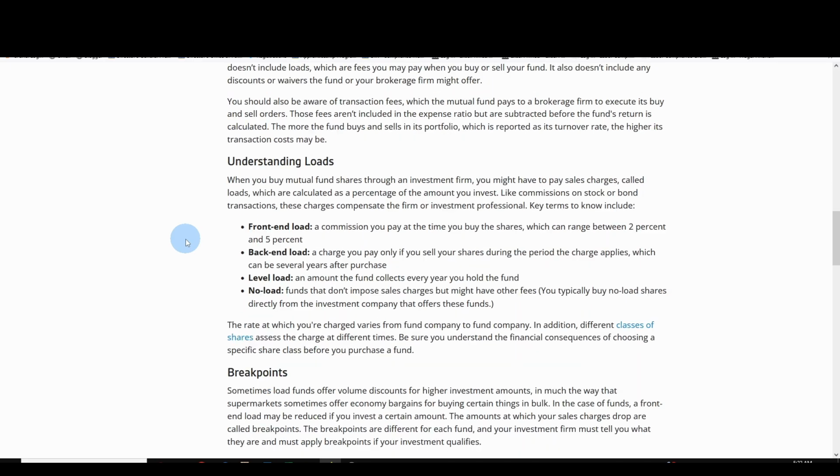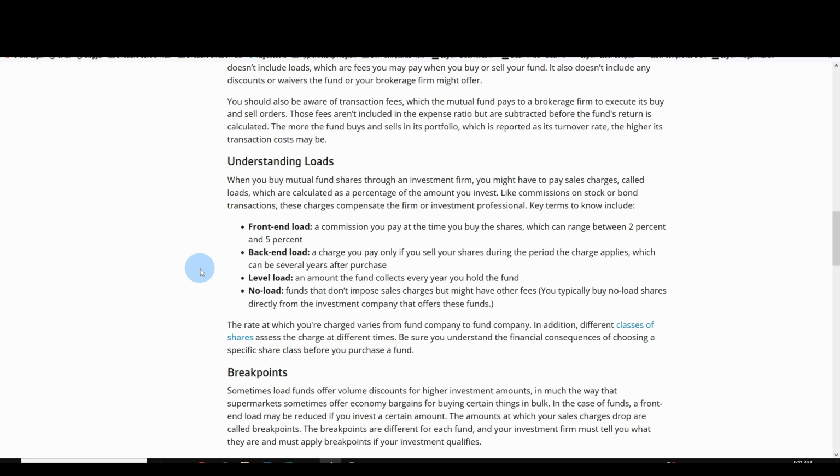Understanding loads. When you buy mutual fund shares through an investment firm, you might have to pay sales charges called loads, which are calculated as a percentage of the amount you invest. Like commissions on stock or bond transactions, these charges compensate the firm or investment professional. Key terms to know include front-end load, a commission you pay at the time you buy the shares, which can range between 2% and 5%. Back-end load, a charge you pay only if you sell your shares during the period the charge applies, which can be several years after purchase.